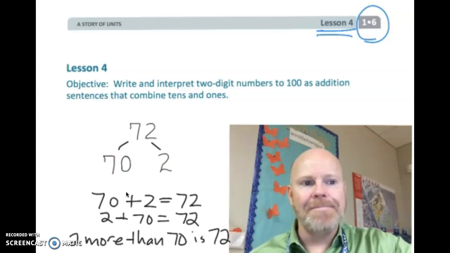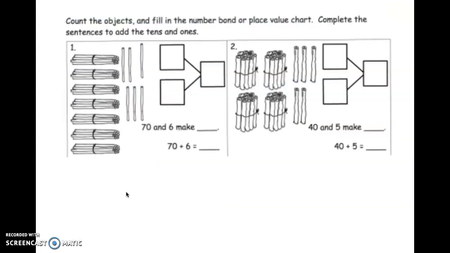So let's get started. Putting all that into practice, it says count the objects and fill in the number bond or place value chart. At this point we don't have a place value chart, we just have the number bonds, although I am going to show you what that place value chart might look like.